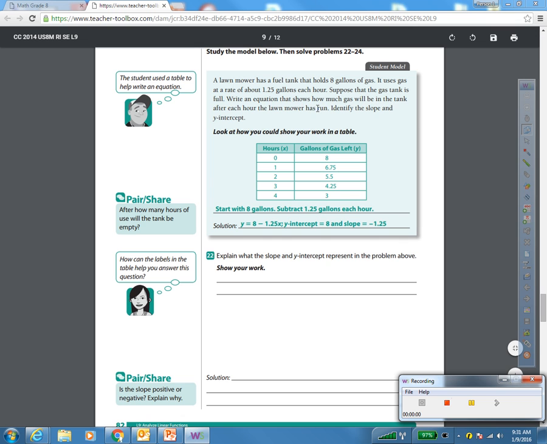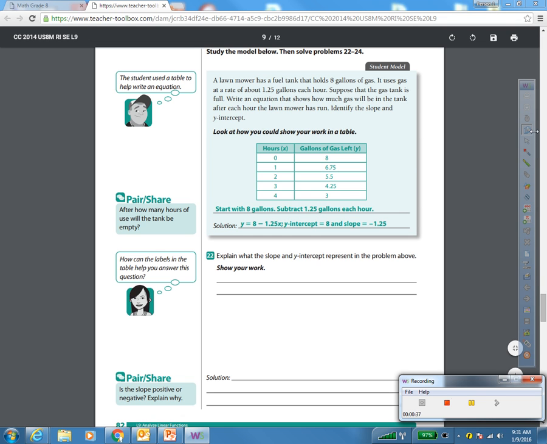So a lawnmower has a fuel tank that holds 8 gallons of gas. It uses gas at a rate of 1¼ gallons each hour. Suppose that the gas tank is full. Okay, so write an equation that shows how much gas will be in the tank after each hour the lawnmower has run. Identify the slope and y-intercept.